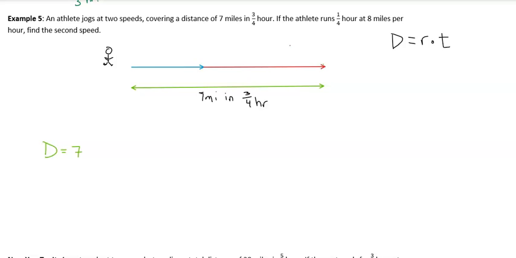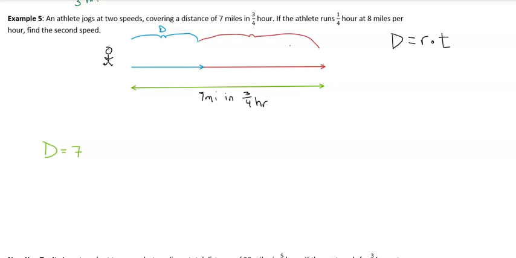But we've got 2 different rates, so there's going to be a distance here. We don't know what the distance is, but if you think about it, the distance in blue right here, this distance, plus the distance in red equals the total distance.